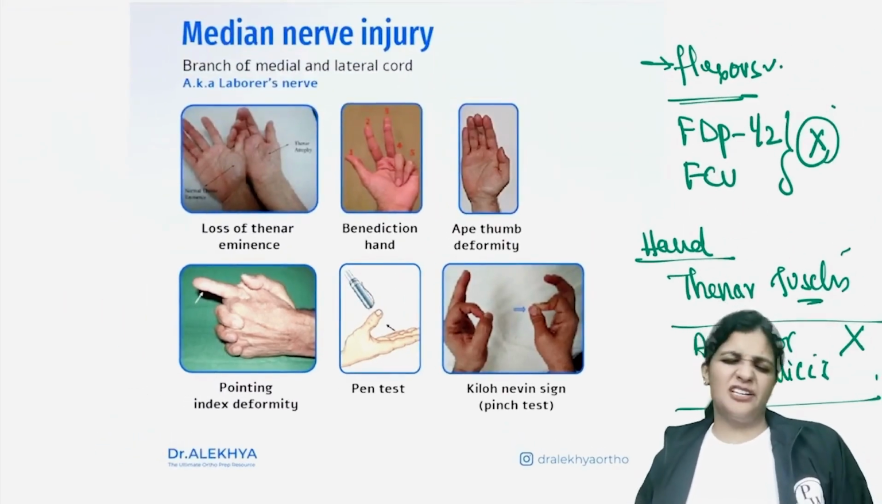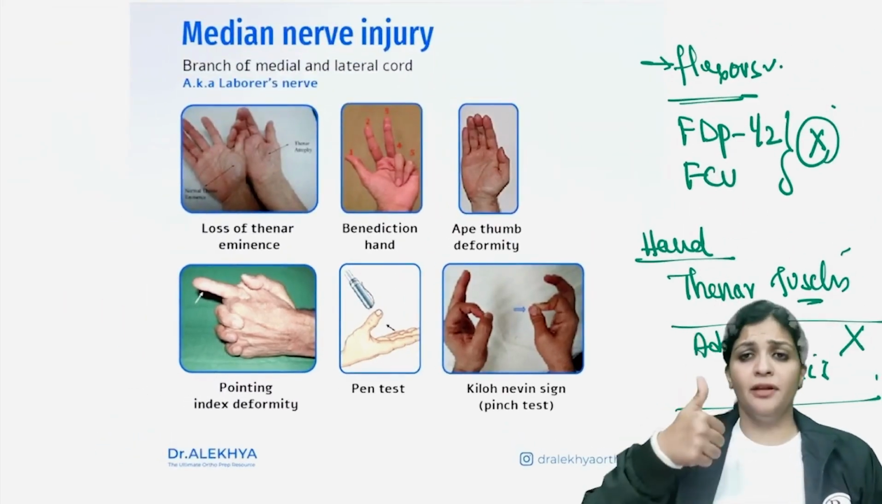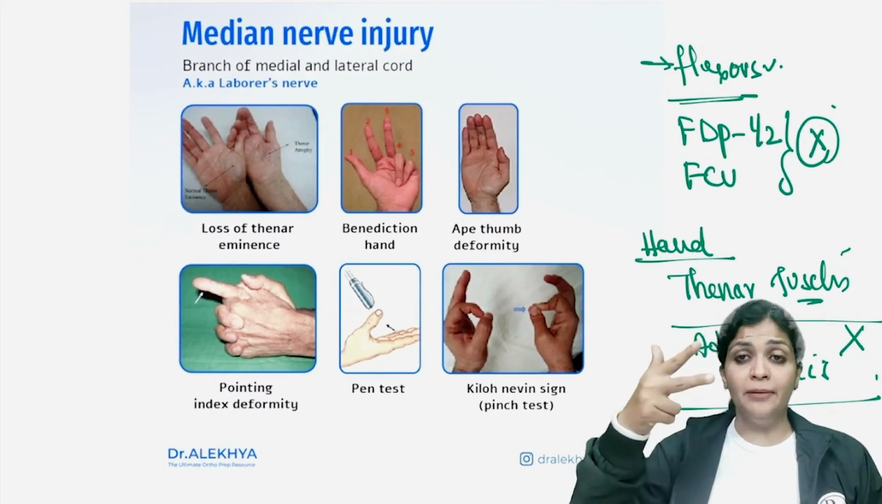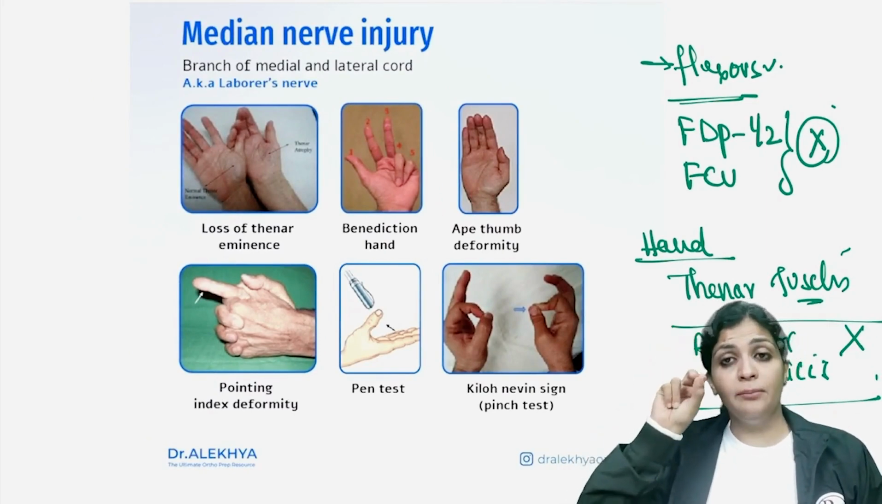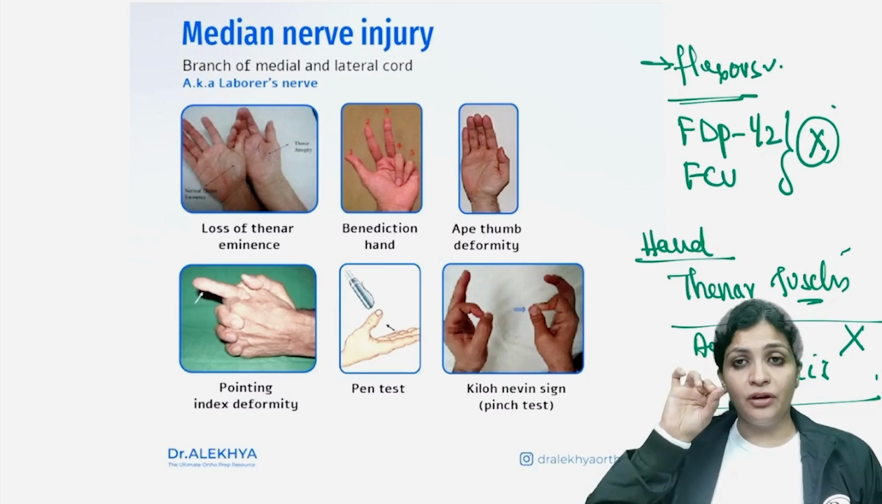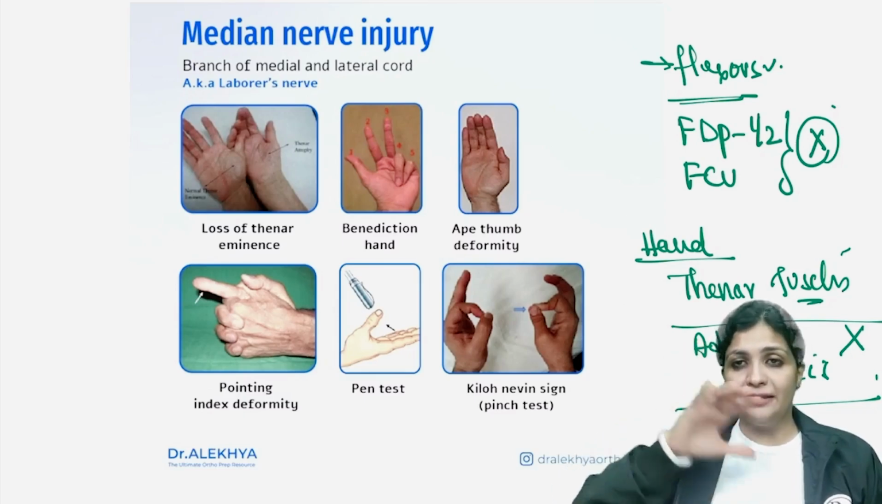Now remember, it is very easy for the median nerve. Just remember the thumb, the index, and the middle finger. These three will denote the median nerve. These two will denote your ulnar nerve. And something dropping like this is your radial nerve.